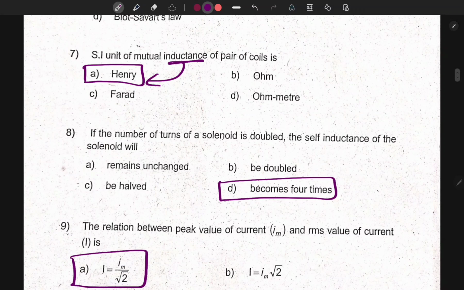Then the eighth question is, if the number of turns of a solenoid is doubled, the self-inductance of the solenoid will be, so self-inductance is directly proportional to n square. So if the number of turns is doubled, we will get L directly proportional to 2 square, that is equal to 4, so becomes 4 times.